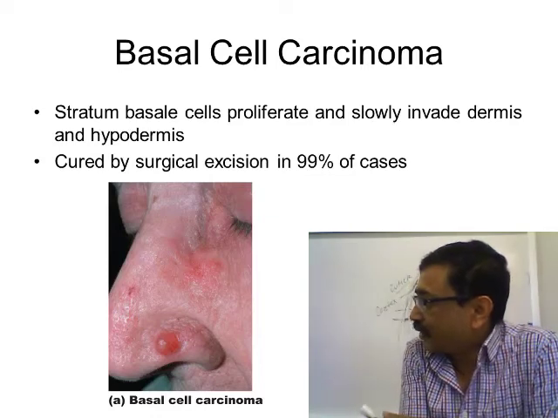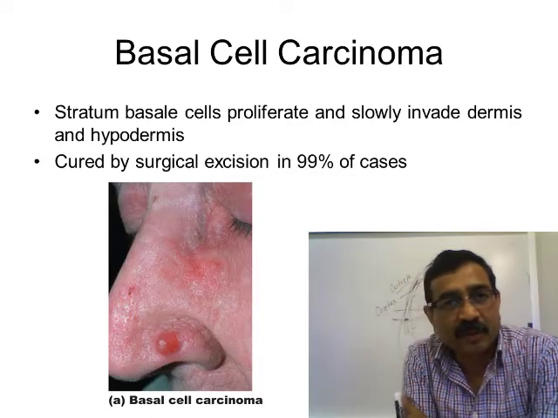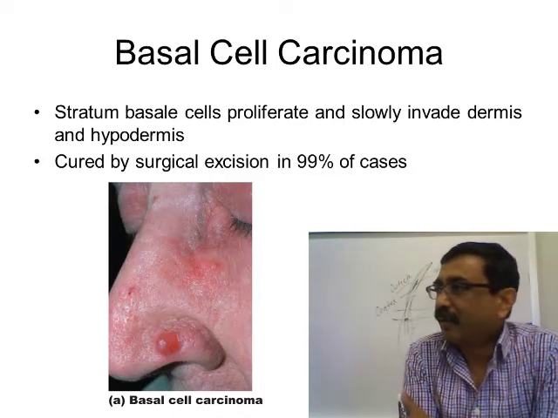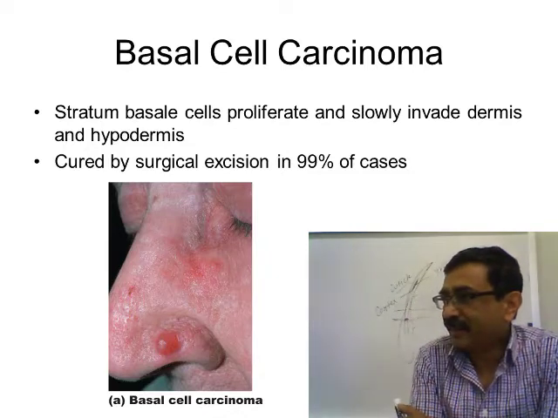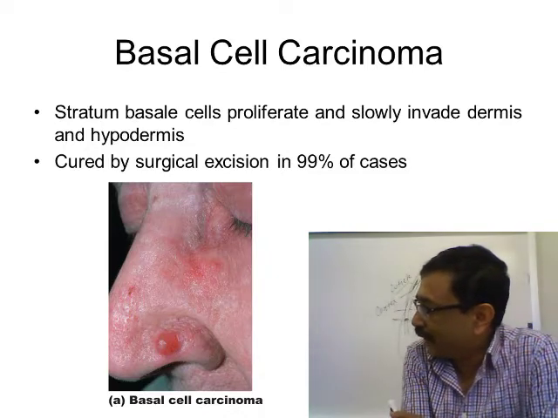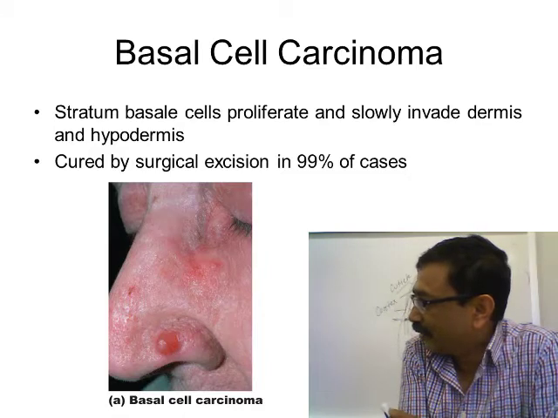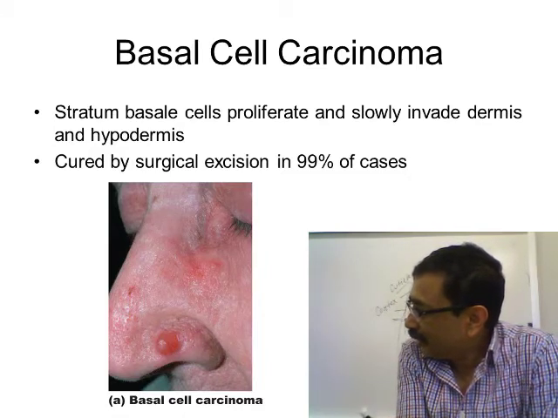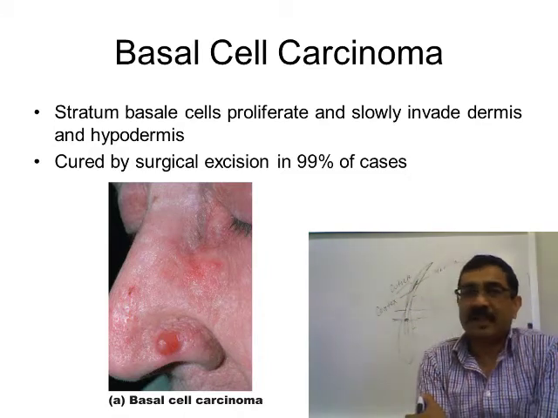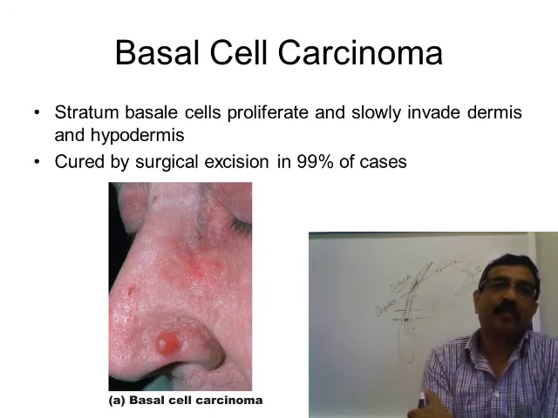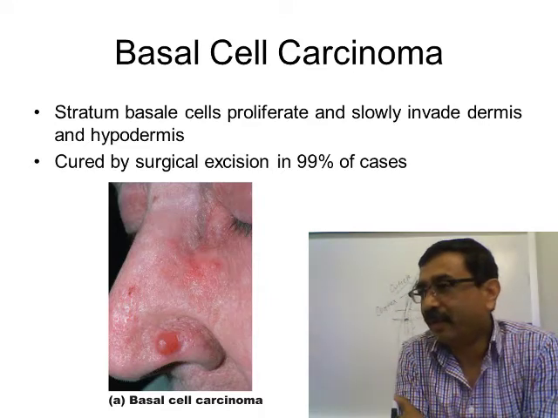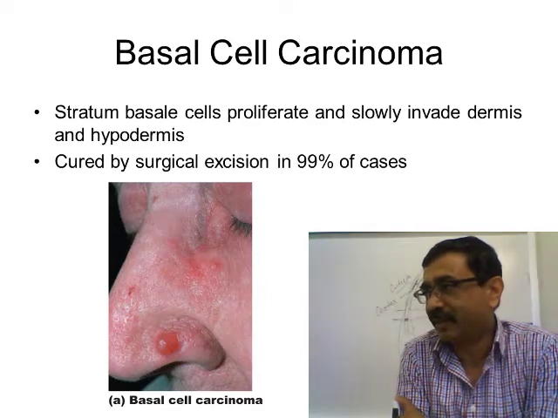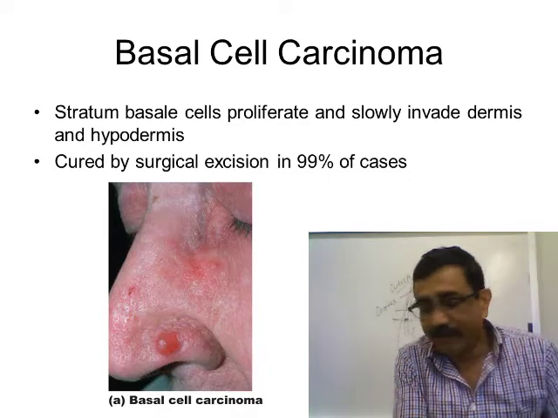Squamous cell carcinoma is the second most common. More metastasis occurs than in basal cell, but less than in melanoma. And the most dangerous is melanoma. So in melanoma, we see the most metastasis, the most malignancy.